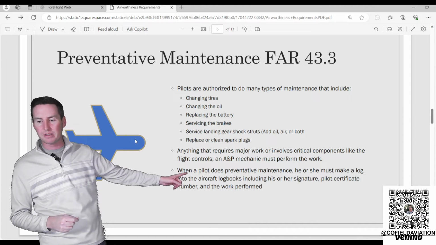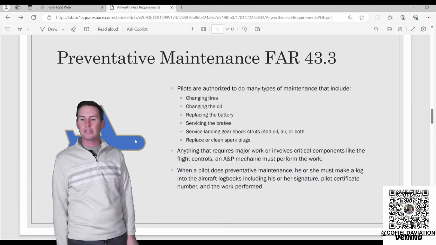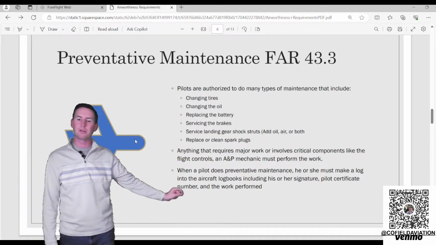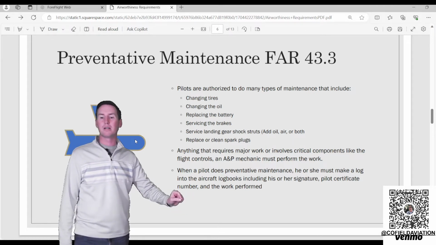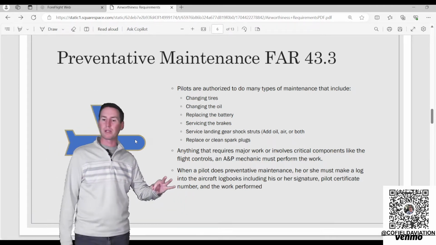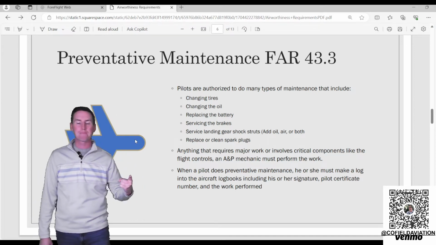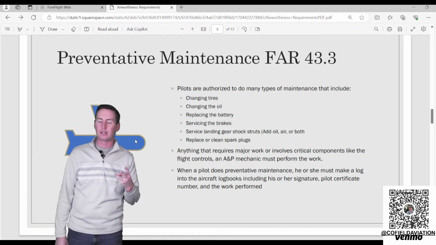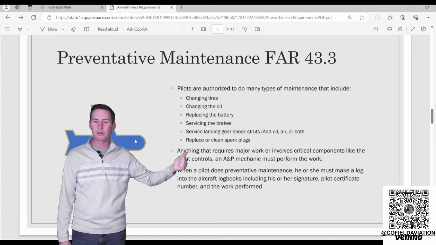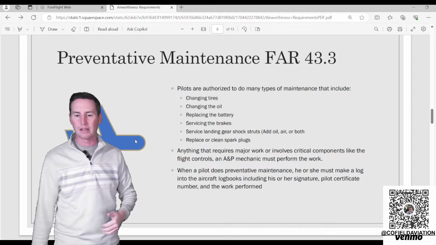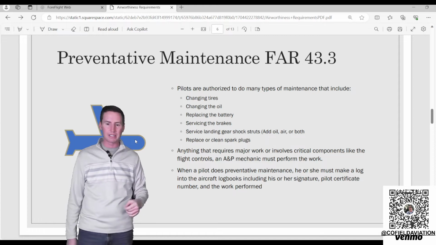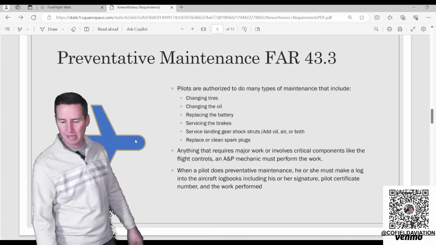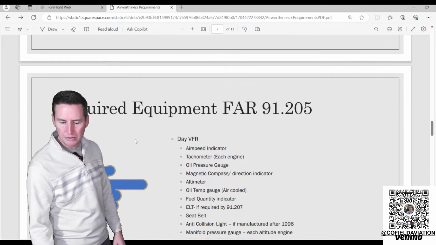When a pilot does preventative maintenance, he or she must make an entry in the aircraft logbooks, including his or her signature, pilot certificate number, and the work performed. So put that in the logbook. And remember, the airplane is basically made up of 3 components, so you're going to have a prop log, a powerplant logbook, and an airframe log. If you're changing the oil, go to the engine or powerplant log and make the entry there. If you're changing a tire, that's the airframe, so go to the airframe log and put it in there. So that's preventative maintenance, quite a bit of what we can do.